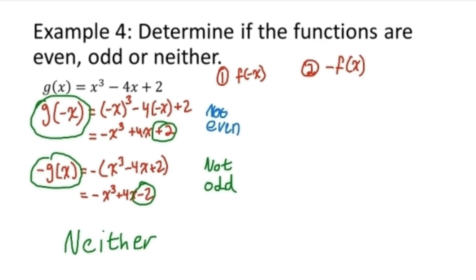But now we've completed how we're going to test for even and oddness. First, we're going to find f of negative x, which is going to tell us if our function is even or not. If it's even, we're done. We can move on to the next problem. If it's not even, we can move on to step 2, finding negative f of x to test to see if it's odd. If negative f of x is the same as f of negative x, then our function is odd. If not, then our function is neither.